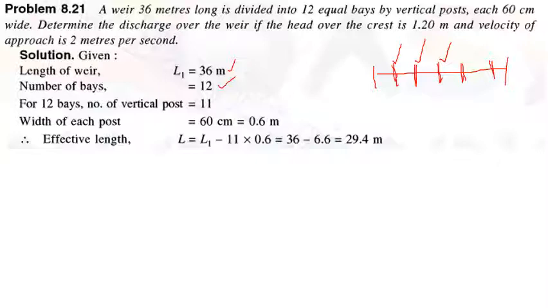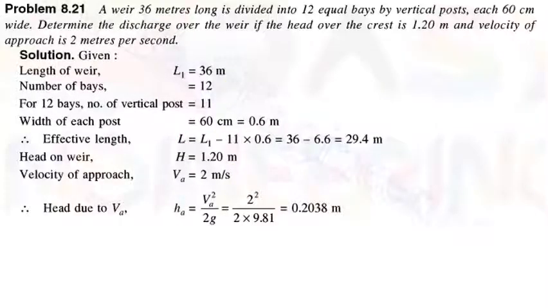Width of each post is given as 60 centimeters or 0.6 meters. So effective length of the weir becomes L is equal to L1 minus 11 into 0.6. That is, the width of the vertical posts is reduced from the width of the weir. We are considering the length only through which the water is flowing. Water cannot flow through the post. So L1 minus 11 into 0.6 becomes 36 minus 6.6, which is 29.4 meters.